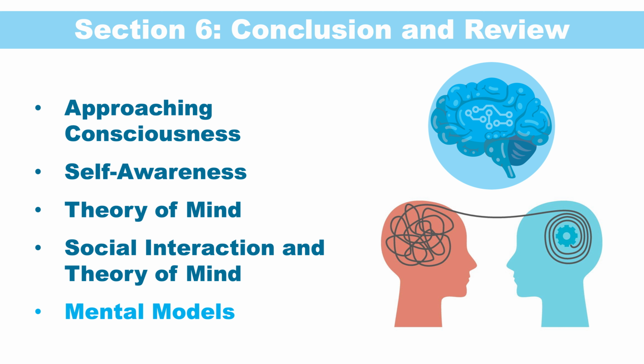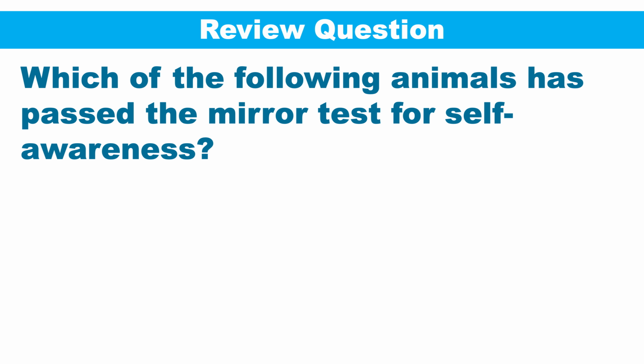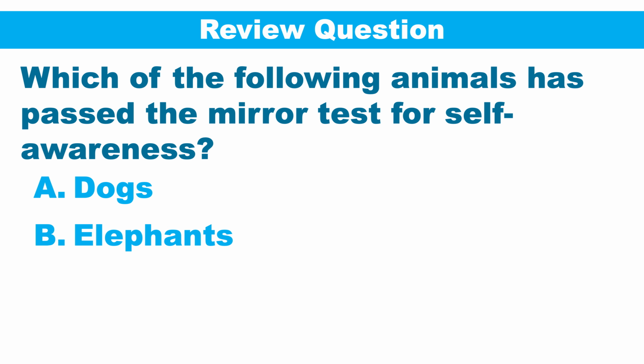Finally, we've seen how our mental models of ourselves and others are never perfect, but even flawed models are useful tools that help us to adapt, grow, and make sense of our world. Before we wrap up, here are a couple of review questions to keep you thinking. Which of the following animals have passed the mirror test of self-awareness? A. Dogs, B. Elephants, C. Cats, or D. Parrots?